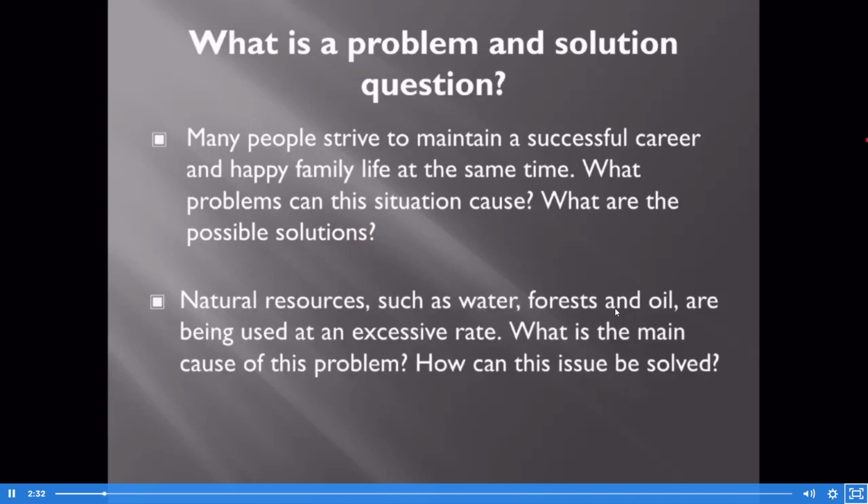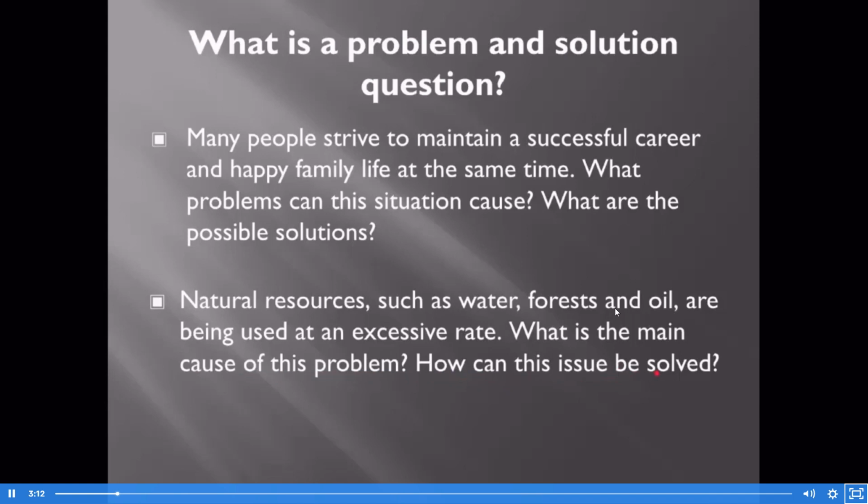Here's another one. Natural resources such as water, forests, and oil are being used at an excessive rate. What is the main cause of this problem? How can this issue be solved? So this one is slightly different because in the first question, it is not asking us to talk about the problems. It is asking us to talk about the cause. So even though it has the word problem in it, it is not asking us to state the problems. It is asking us to state the cause of the problems. Don't worry if you're a little bit confused about the difference between those. Many people are, and we'll discuss that in this lesson.